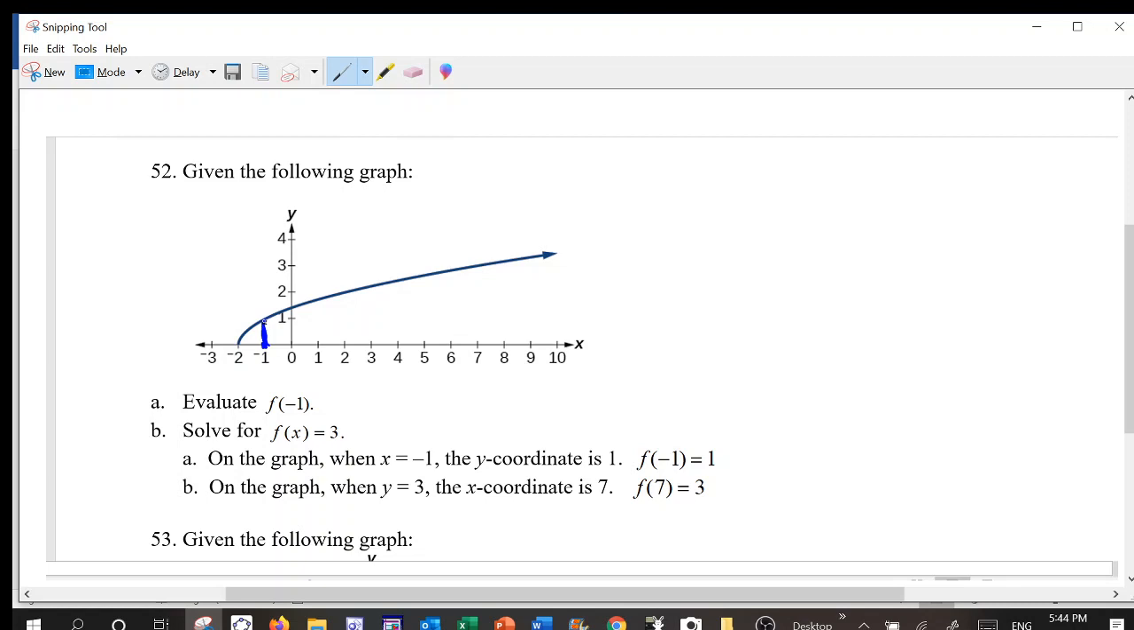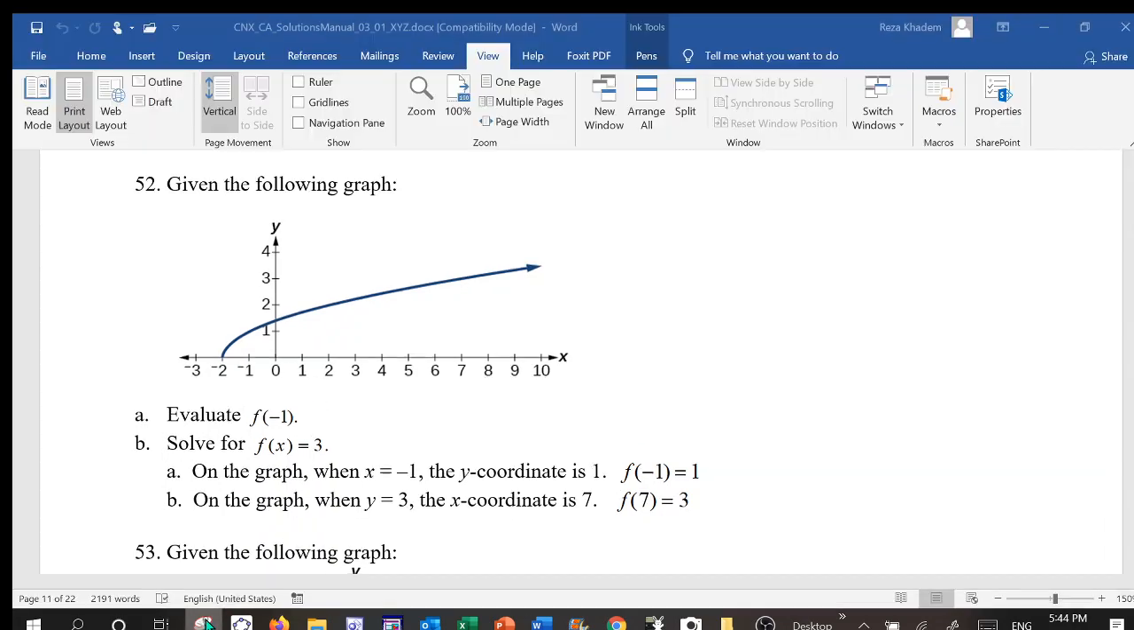Well, if we have a graph, we have to go to x -1, go up to the graph where you hit the graph right there. That y value is what? Is f of -1, right? So f of -1 is what? Is 1, right?